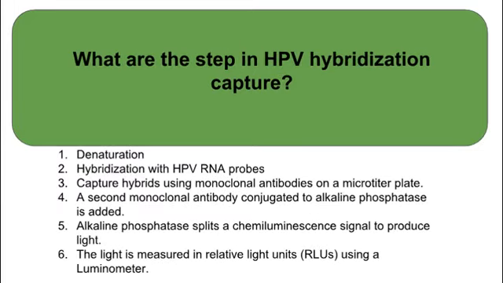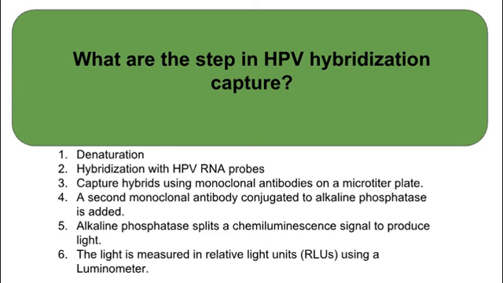The Qiagen hybrid capture for HPV is a method to amplify the signal using RNA probes and antibodies specific for RNA-DNA duplex hybrids. The first step is the denaturation of the sample. Second is the hybridization of the denatured sample with HPV RNA probes. Then hybrids are captured using monoclonal antibodies on a microtiter plate.